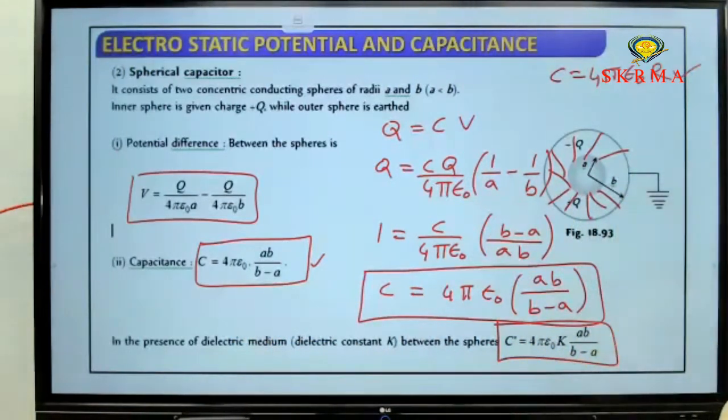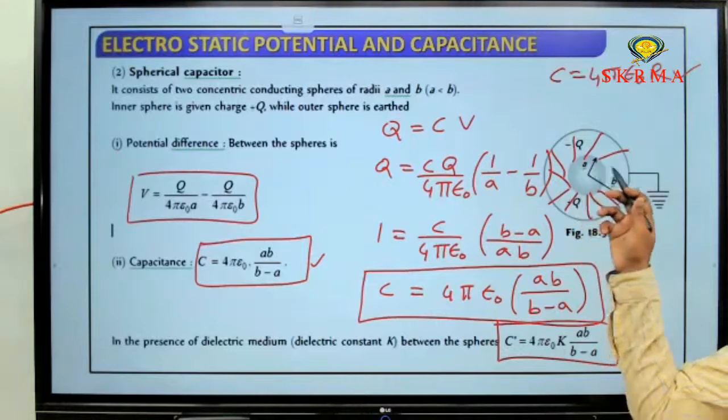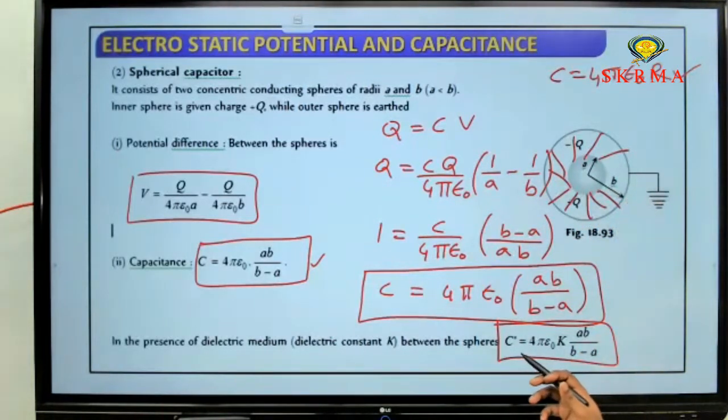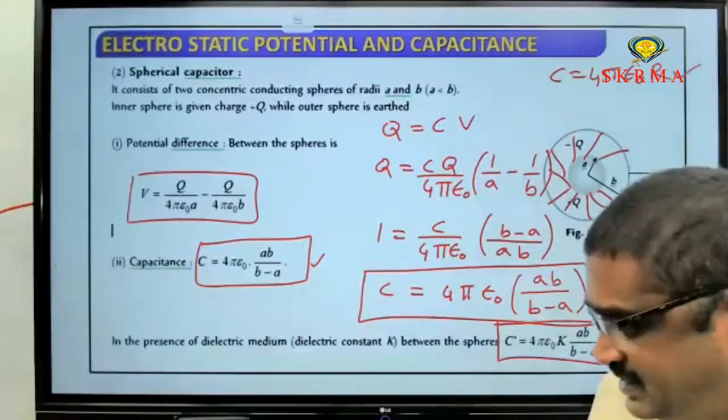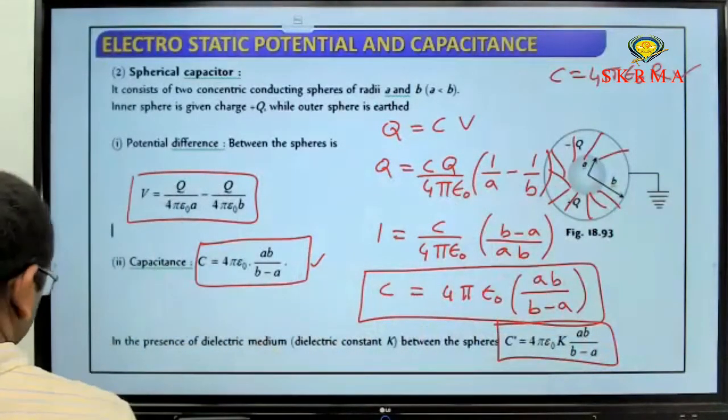Next. So if a dielectric is placed between these two spheres, then the new capacitance can be written as 4 pi epsilon naught into K into AB by B minus A. Is this clear? Can I go through the next one?